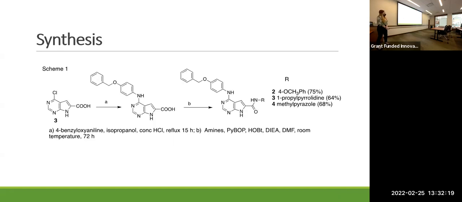This is the scheme for my reaction. I started with a 4-fluoro-6-carboxylic acid pyrrolopyrimidine and ran a displacement reaction with 4-benzyloxyaniline, isopropanol, and concentrated hydrochloric acid. Reflux that for 15 hours to get the intermediate. And then ran the second reaction with amines, PyBOP, DIEA, and DMF for 72 hours at room temperature.